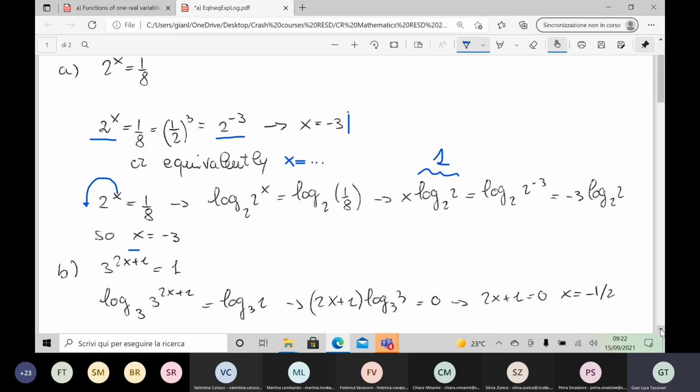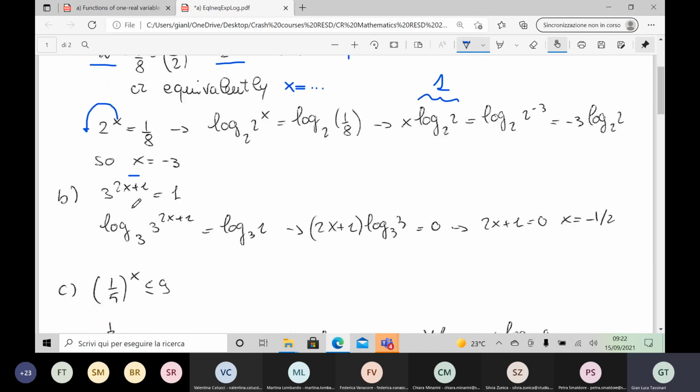So look at the exercise. Suppose you want to solve this equation: 3 to the power 2x plus 1 equal to 1. Guys, may I tell you, there are again two approaches. The most important is the one I wrote, because I told you it is the more general.